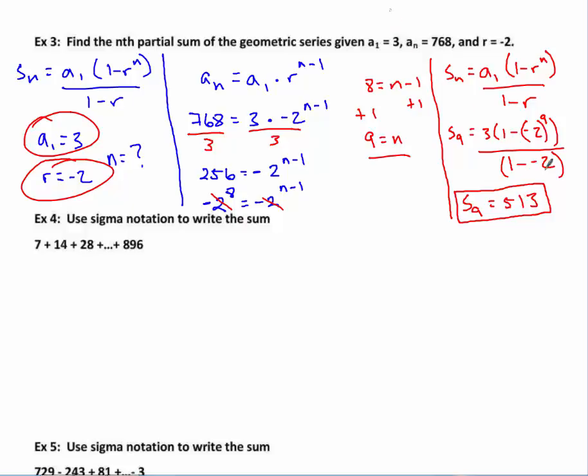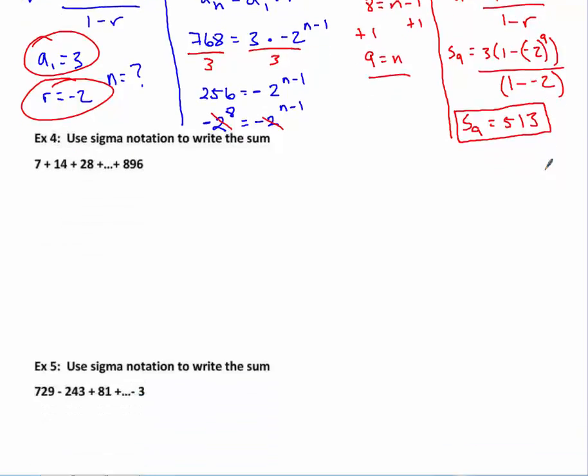And that should make sense because the first term is going to be 3, but the next one's going to be -6. So if you start adding them together, every other term is negative. So that's no problem that that answer is less than 768.